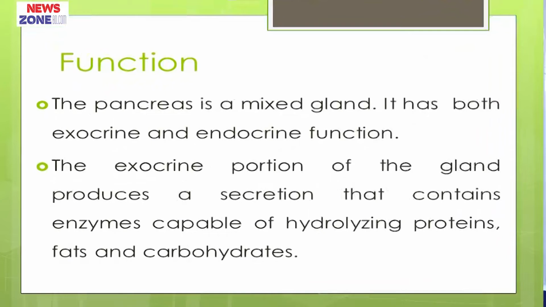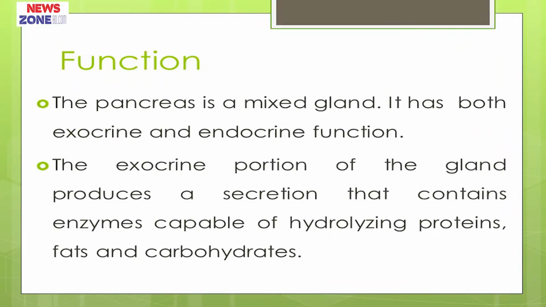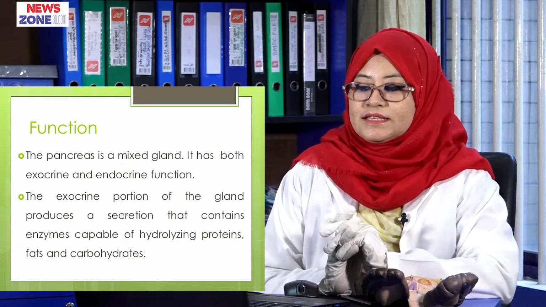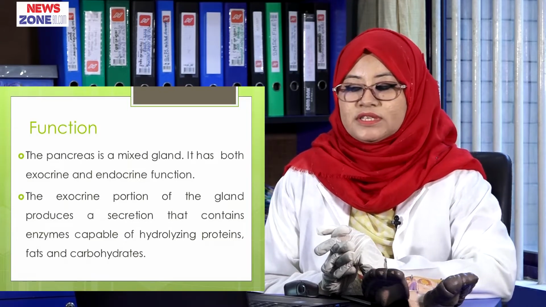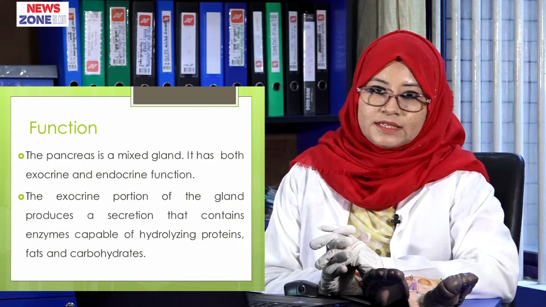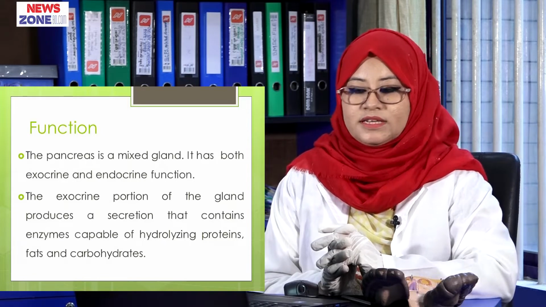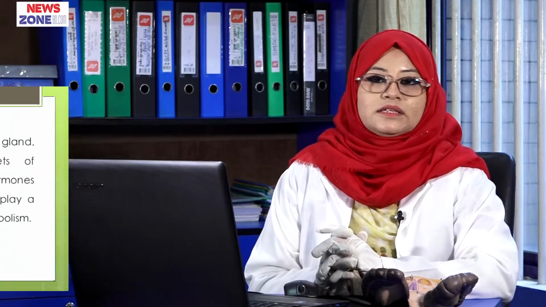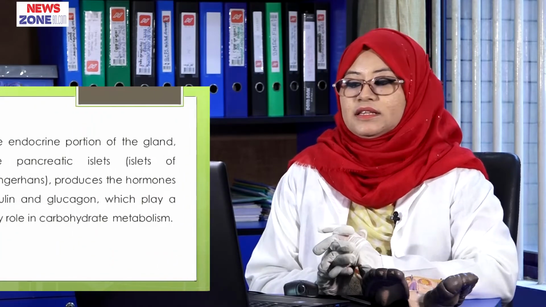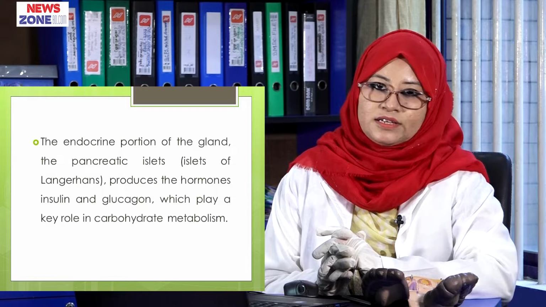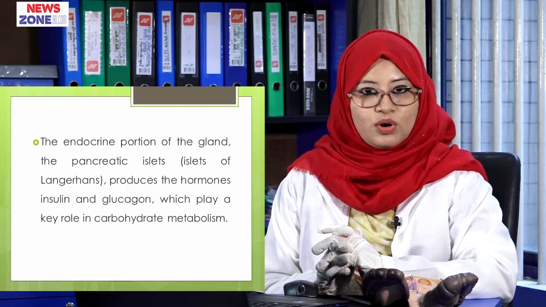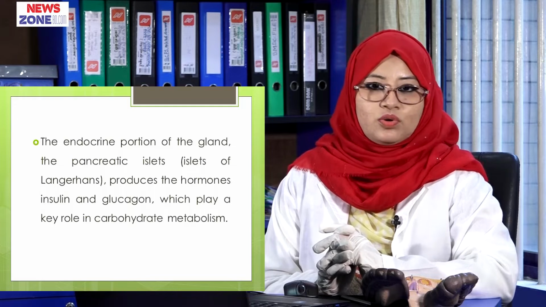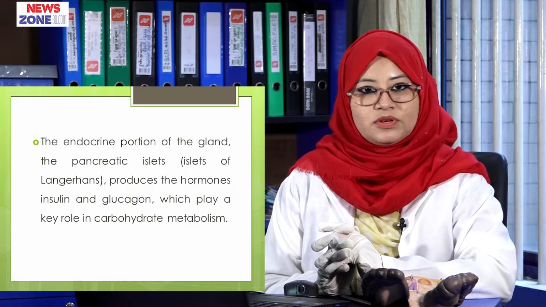Function of the pancreas. The pancreas is a mixed gland. It has both exocrine and endocrine function. The exocrine portion of the gland produces a secretion that contains enzymes capable of hydrolyzing proteins, fat and carbohydrates. The endocrine portion of the gland, the pancreatic islets or islets of Langerhans, produces the hormones insulin and glucagon, which play a key role in the carbohydrate metabolism.